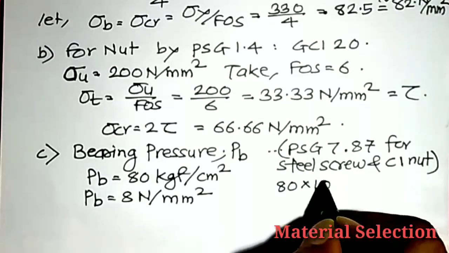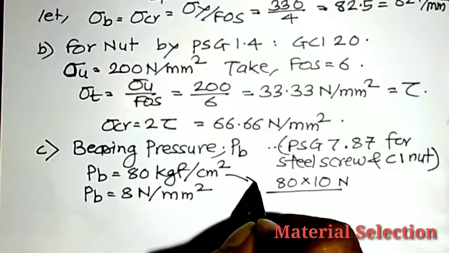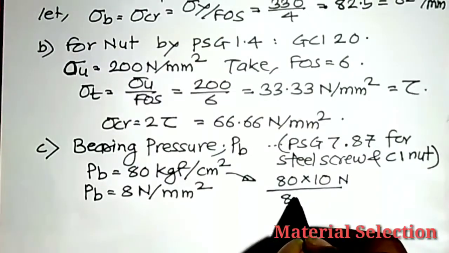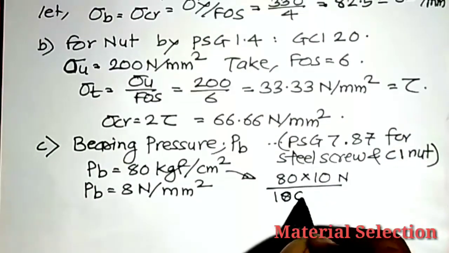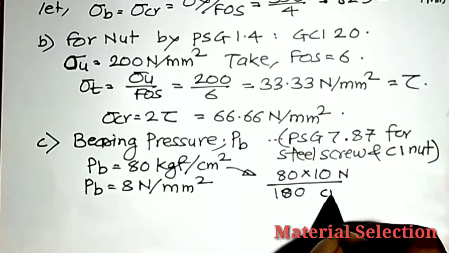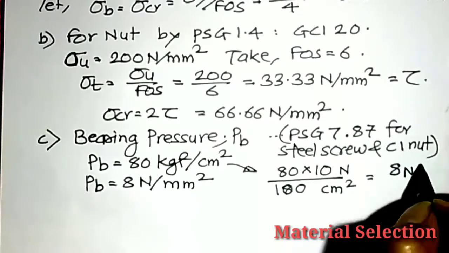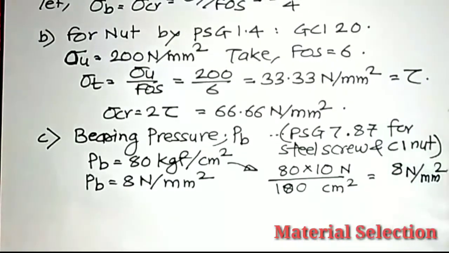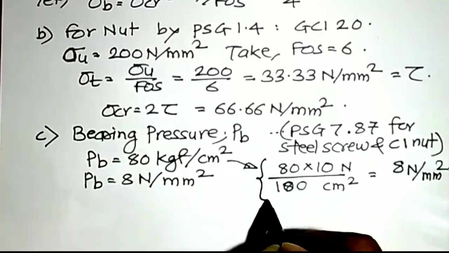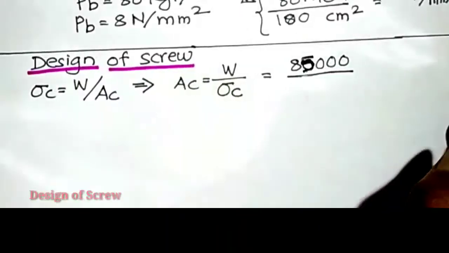To make you understand, I am showing the conversion of kgf per centimeter square to Newton per mm square. So 80 kgf is multiplied with 10 and divided by 100, since centimeter square is converted to mm square. By dividing it by 100, it comes out to be 8 Newton per mm square.